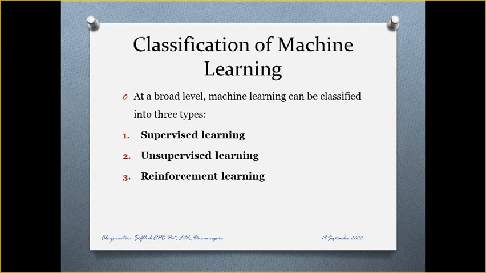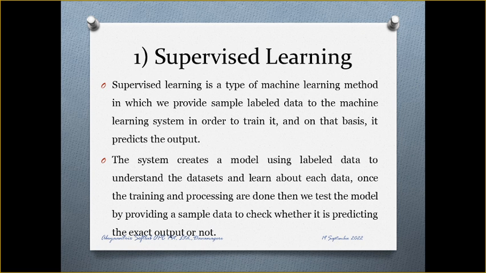So the first one is supervised learning. What do we mean by supervised learning? Here the machine is going to learn by knowing both the input and the output, that is, for which values of input what the output might be. That will be given to the machine.